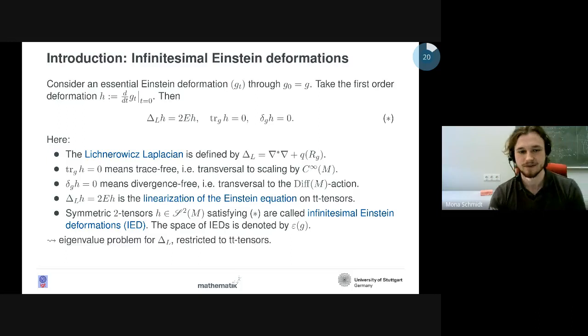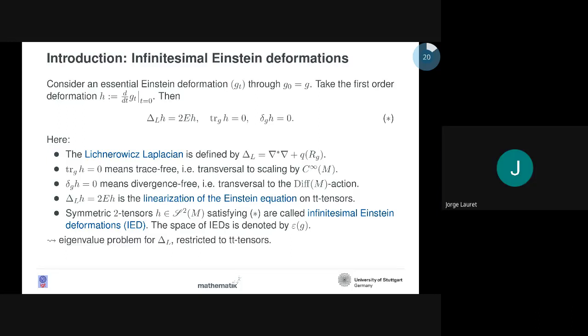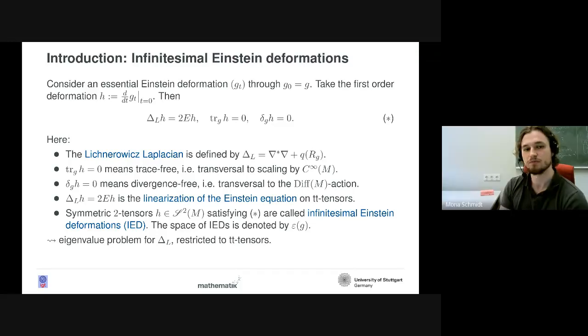Paul? Yes. The trace-free condition, I think that means only transversal to the usual scaling. Transversal to the usual scaling would mean that the integral over the trace vanishes. But here I mean that the trace vanishes at every point.